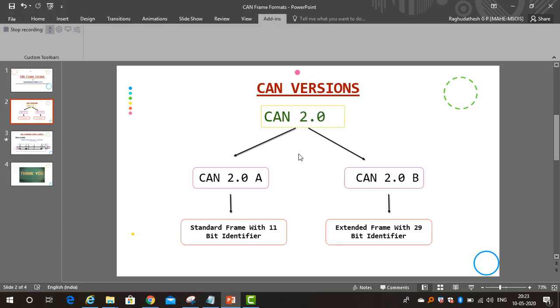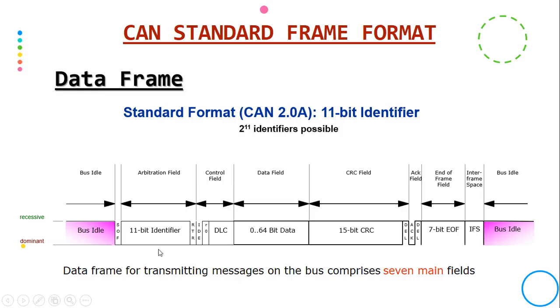Now we shall first see the standard frame format, that is the one having 11-bit identifier of CAN 2.0A. This is the frame format of a standard frame of a CAN. It has 7 main fields. First is called start of frame, then arbitration field, control field, data field, CRC field, acknowledgement field, and finally end of frame field. We shall see one by one.